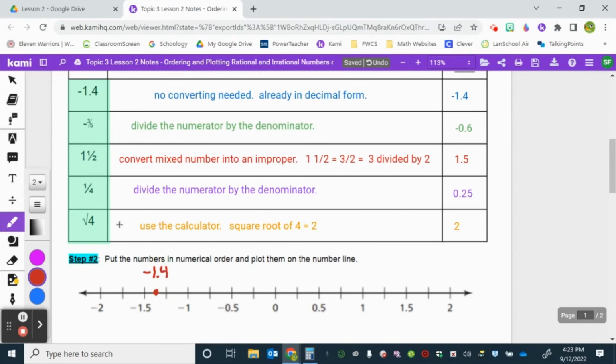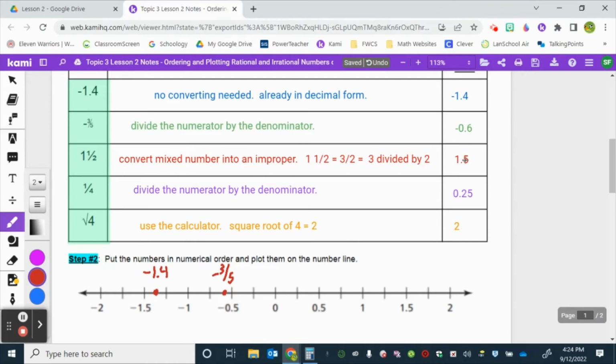Negative 3/5 would be next. And I know that negative 3/5 was equivalent to negative 0.6. So again, I'm going to come to my number line. I see negative 0.5 and negative 1. I know that negative 0.6 is in between those two. Negative 0.6 is going to be to the left of negative 0.5 or negative half. So again, I'm just going to approximate this. I'm going to put my dot, and then I'm going to put negative 3/5.